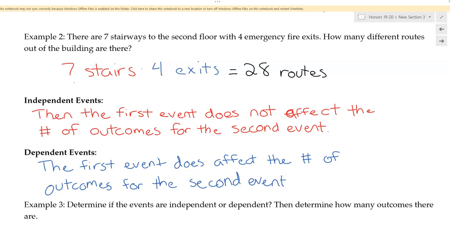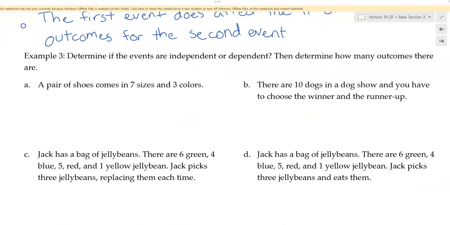Okay, and we'll see some examples of this. For example, if I have 7 stairs, when I get to the bottom of the stairs, I can still get to all 4 exits, that would be independent, right? It doesn't matter which staircase I take, I can still get to all the exits. If I take one staircase and I can only then get to 3 of the exits, one of the exits is blocked off if I choose a specific staircase, that would be dependent, right? Because my number here would change. So let's look at some other examples.